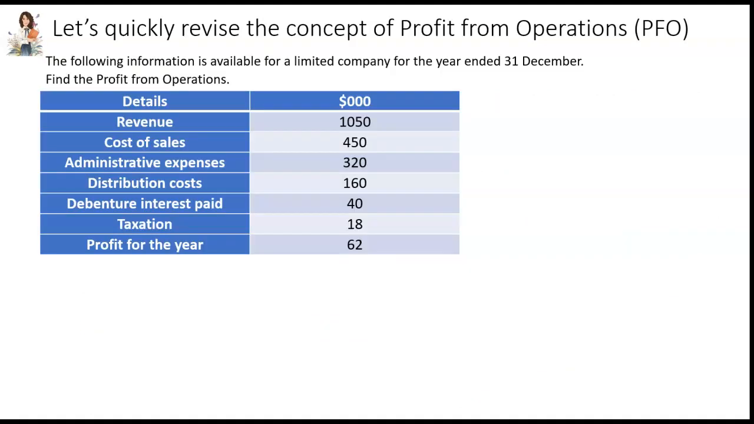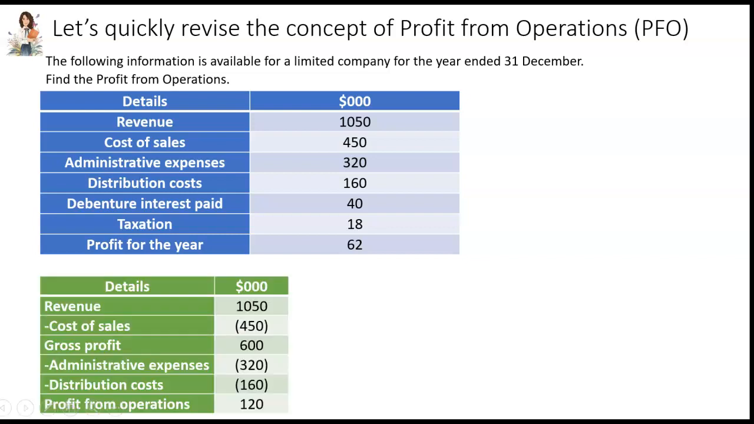Let us now do a quick revision of the concept of profit from operations. You have been given some information on the screen, and using this information, you have to find out the profit from operations. As we know, revenue minus cost of sales gives us gross profit. From that, we will subtract the administrative expenses and the distribution costs to arrive at the profit from operations.